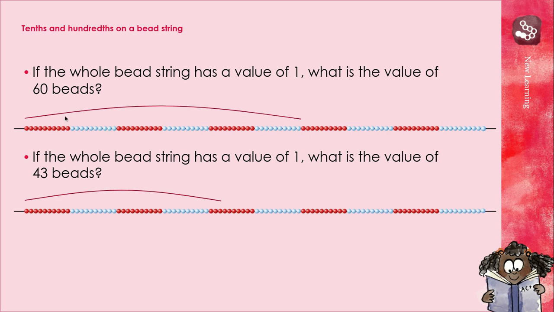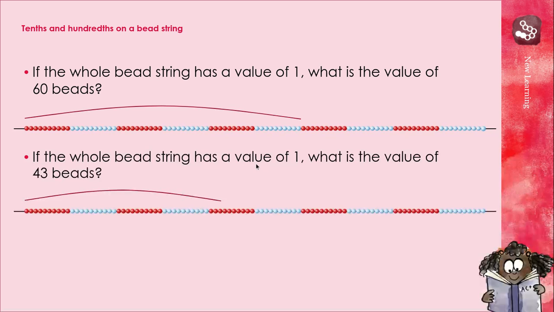I could say that it's 60 out of the 100, so 60 hundredths. I could also say that it's 6 of the sections out of the 10 sections, so 6 over 10, 6 tenths. So those are the two ways I could express that amount of beads as a fraction. So either 60 over 100, 60 hundredths, or 6 over 10, 6 tenths.